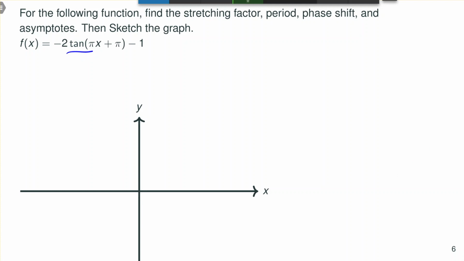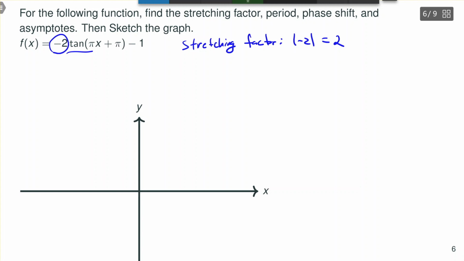So the stretching factor is the absolute value of the number multiplied to the entire function, the 1 in front of the tangent function, which is 2. So that's the stretching factor.